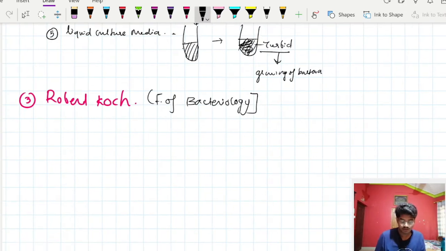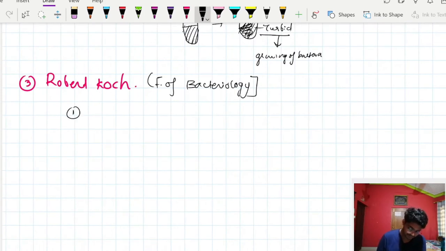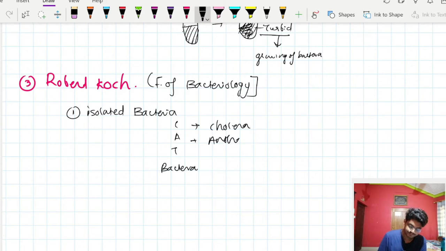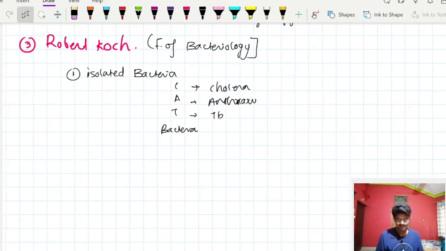So he is the first one to what? He is the first one to isolate bacteria. He isolated bacteria for the first time. So he isolated bacteria known as CAT bacteria. So C for cholera, A for bacillus anthracis, and T for our famous TB, bacillus TB, Mycobacterium tuberculosis. Okay, so he is the first one to isolate bacteria.